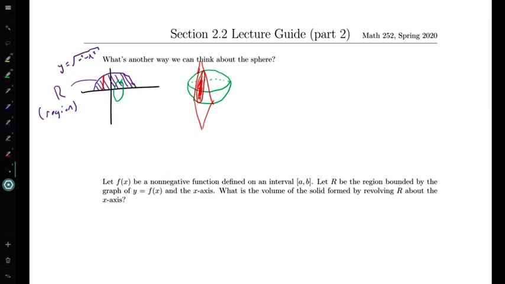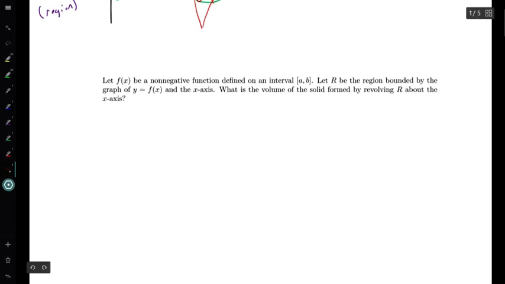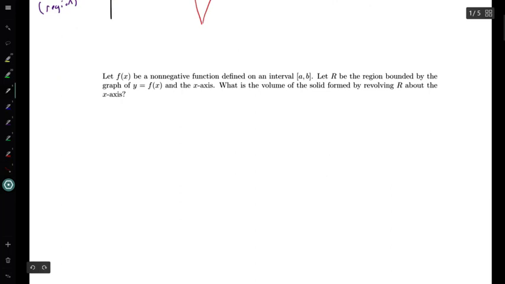And that's exactly the process that we want to generalize here, beyond just using this for a circle, also talking about a general curve that lives above the x-axis. So let's think about what's going on here. If we have some function f of x, we want it to be a non-negative function, meaning that f of x is greater than or equal to 0. In other words, f of x is above the x-axis in terms of its graph. So we have a non-negative function on an interval a to b, and we want R to be the region bounded by the graph of y equals f of x and the x-axis.